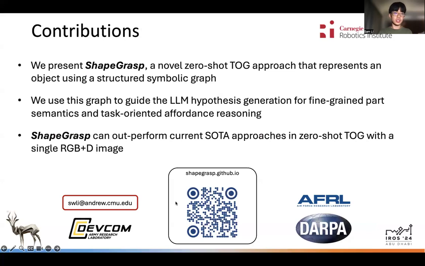So in summary, we present ShapeGrasp, a novel zero-shot task-oriented grasping approach that represents an object using a structured symbolic graph, and then engages an LLM for guided hypothesis generation for fine-grained, part, semantic, and task-oriented affordances reasoning.